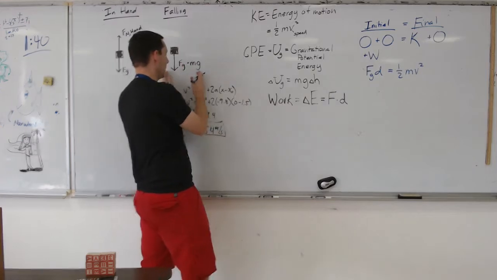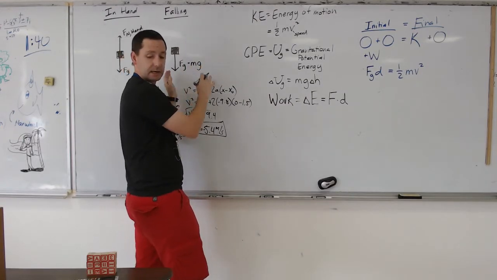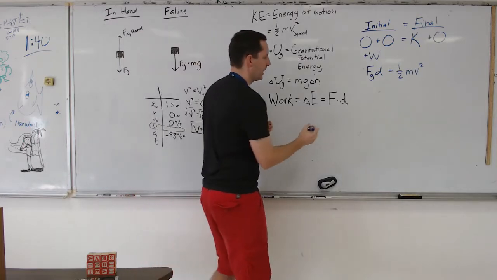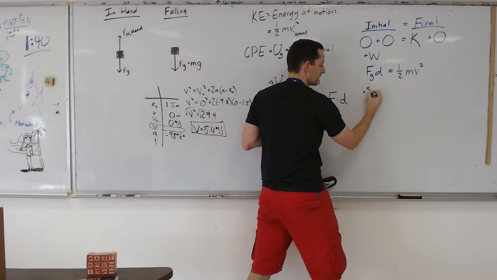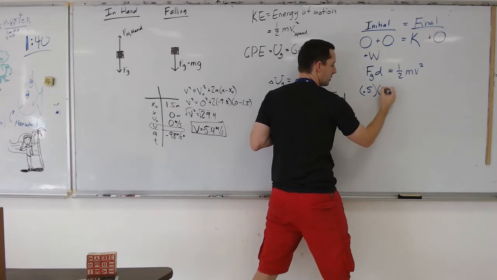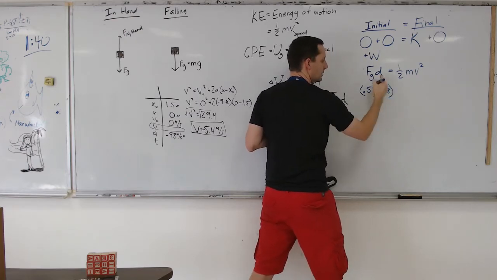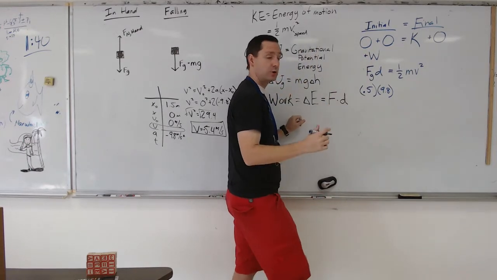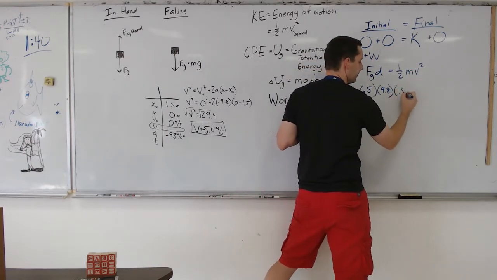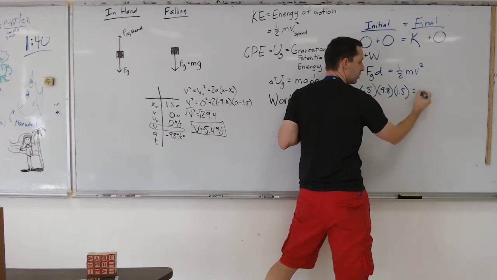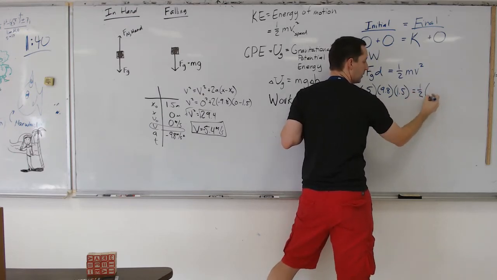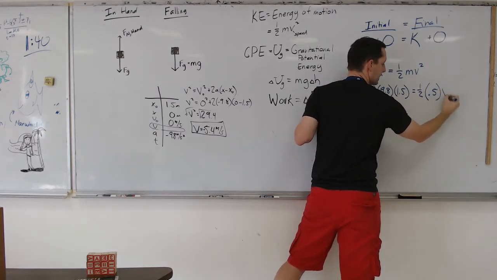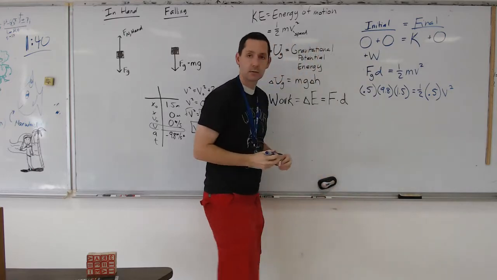The force of gravity was mg. I need to know the mass of Chewbacca. Chewbacca's mass is about 500 grams, so I'm going to put in the mass, 0.5, times g, which is 9.8, times d. D is the distance over which that force was exerted, which we said was 1.5 meters. Now that should be equal to 1/2 times his mass, which again is 0.5, times his final velocity squared.